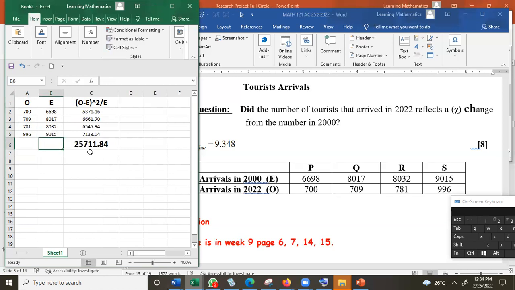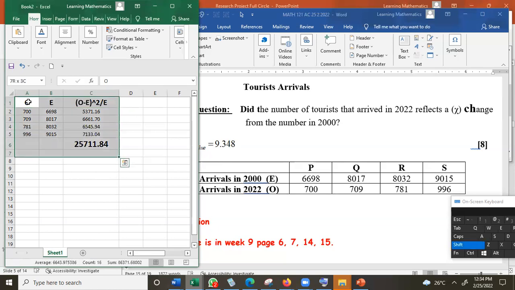It is okay for the chi-square test statistic to be elevated because remember you're subtracting and you're squaring. As you can see, the difference between what you expected and what you're observing is huge, isn't that so? You're expecting 6698, but you're observing 700, and we all know why, because of the COVID and so. So this is our chi-square test statistic.